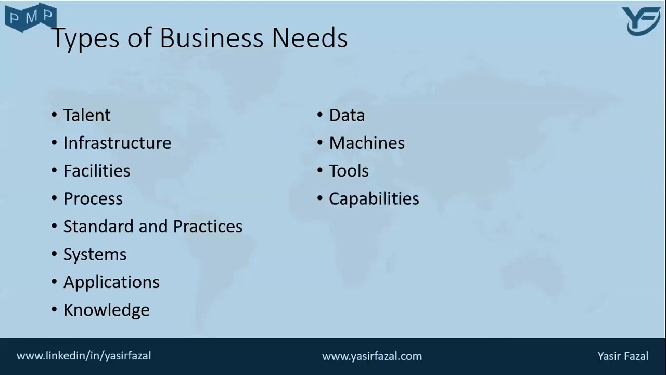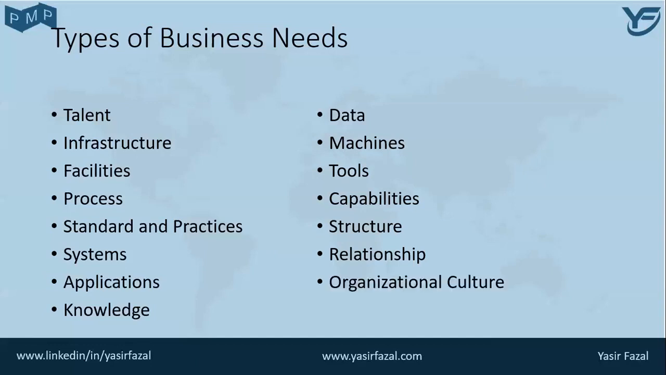Then capabilities, business capabilities such as the ability to recruit talent and issue paychecks. Then structure, organizational structures such as departments and teams, each with their own objectives and capabilities. Then relationships with the stakeholders such as investors, partners, customers, employees, regulators, and community. Then organizational culture, the norms, habits, and values of a firm. For example, a business may need to transform its culture to be more creative and accepting of change.